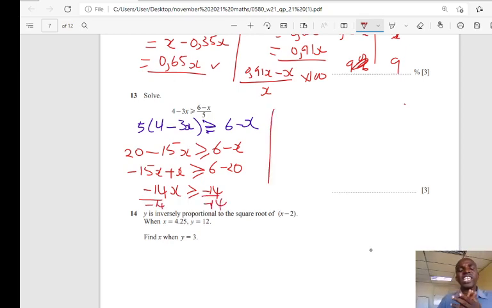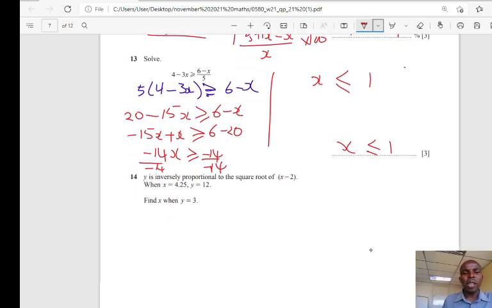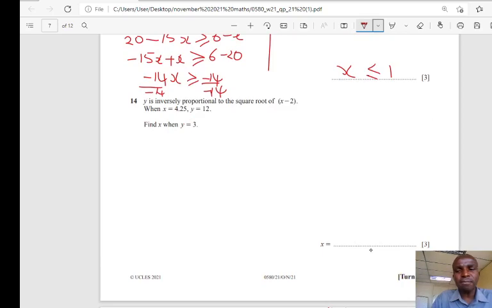Now, solving an inequality, you do the same way how we work out with the equal sign. The only difference comes when you divide with a negative number. Then the inequality sign will change direction. It will change the direction, and it will be x, then 1. x less than or equal to 1. Done. Next, question number 14.